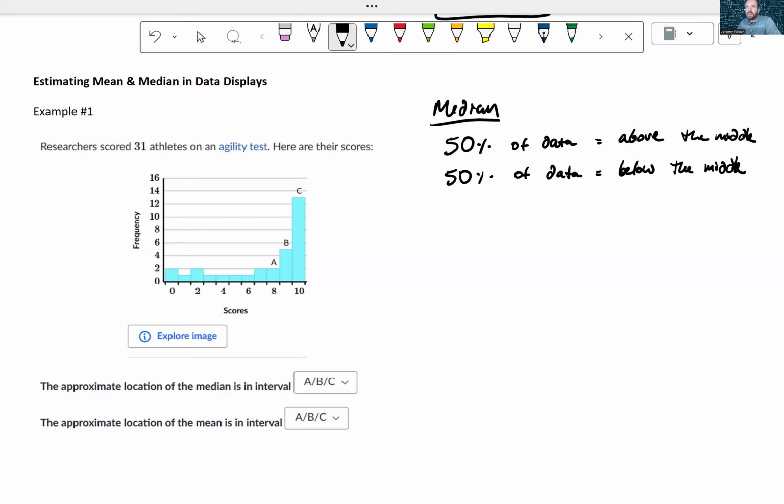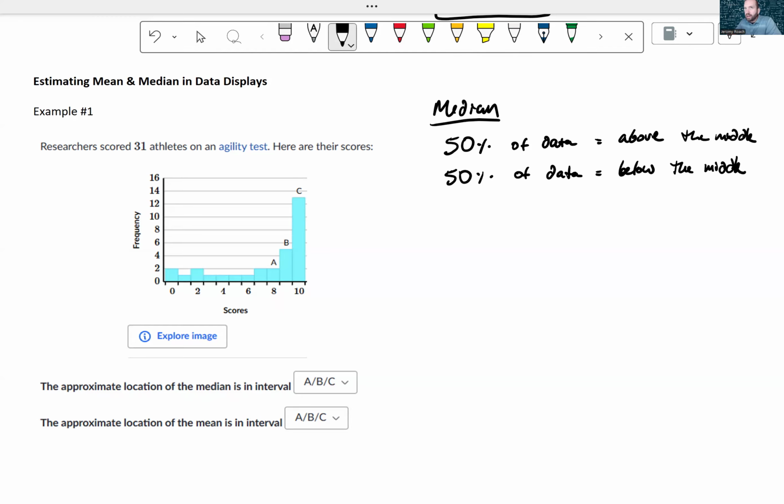Okay. So let's solve for the exact value for this. Here we have 31 athletes on this agility test, and we're given their scores. It says how many athletes got these different scores between 0 and 1, 1 and 2, 2 and 3, and so on. So we want to approximate the location of the median. In this case, the median is going to be 16.